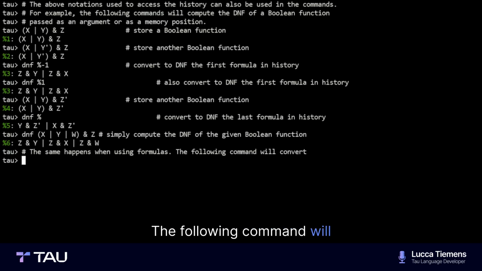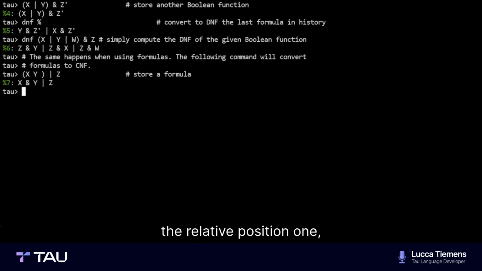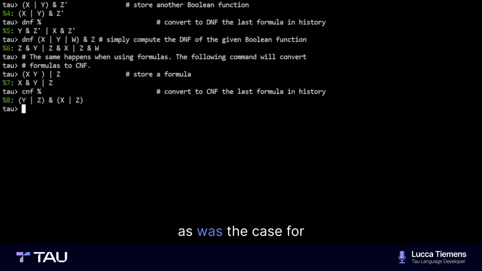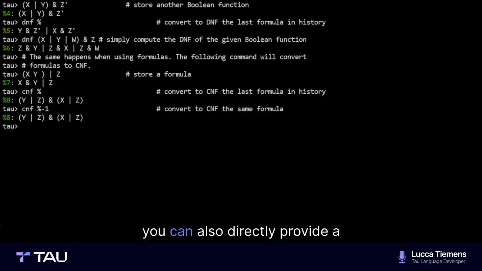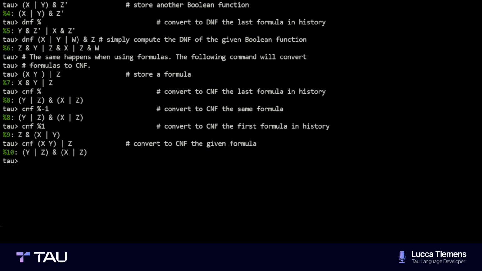The following command will convert formulas to CNF. Again, we store a formula, and then we convert this formula to CNF. Next, we access the formula by the relative position 1, and then we access it by the absolute position 1. Since there's just one formula in the history, the relative and the absolute notation coincide. As was the case for the DNF command, you can also directly provide a Boolean function to the CNF command.